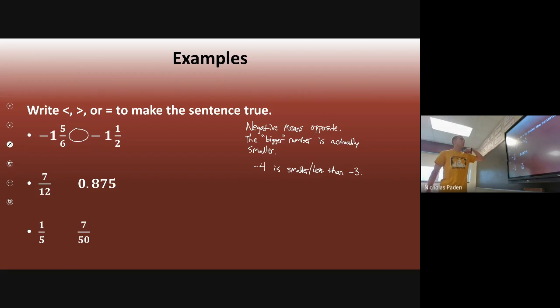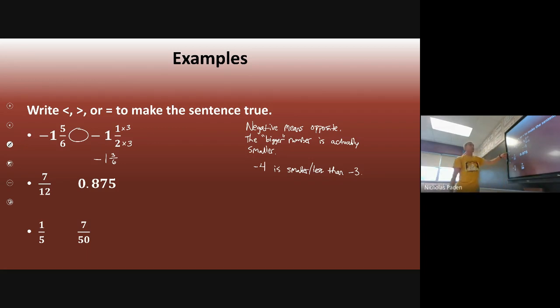So let's look at 1 and 5/6 and -1 and 1/2. Let's get a common denominator. So for 2 and 6, common denominator would be 6. So we're going to do 2 times 3 and 1 times 3. So -1 1/2 is really -1 and 3/6.